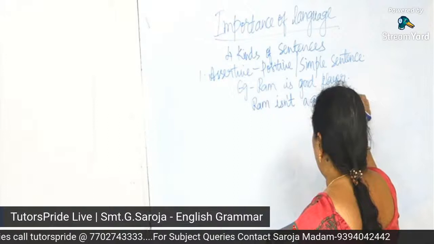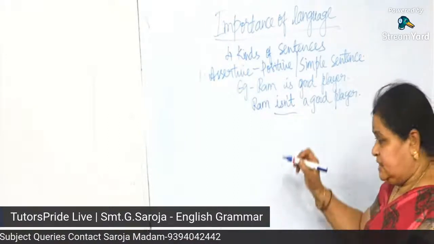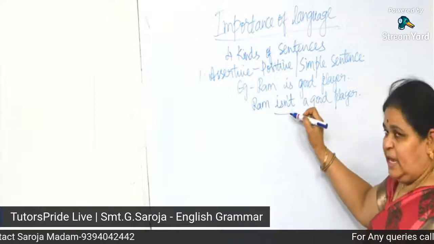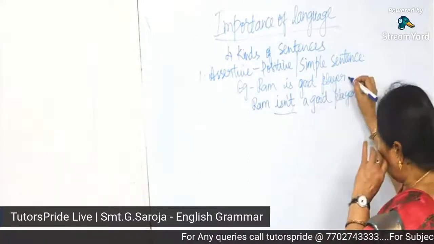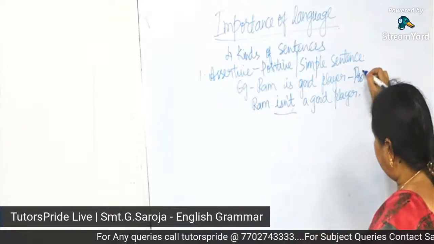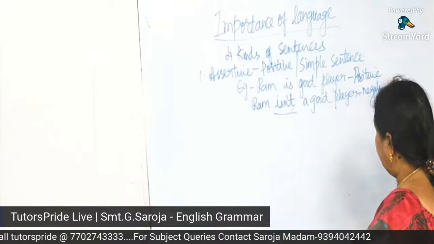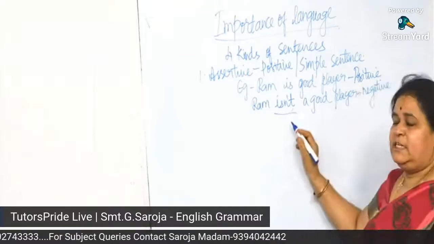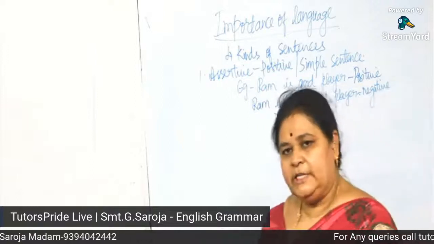Ram isn't a good player. We are just adding this not, and making the sentence negative. This is a positive sentence, and this is a negative sentence. We are making the sentences negative by just adding not. Yeah, assertive. We call this assertive.